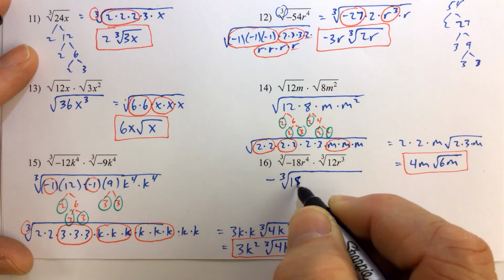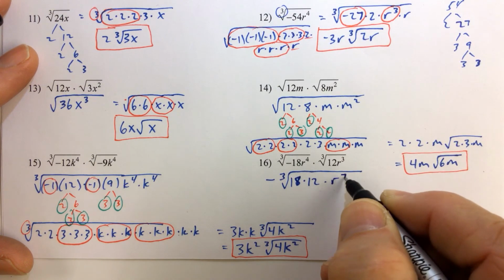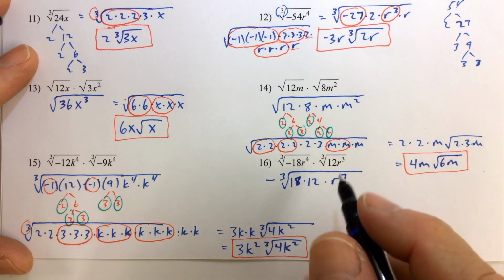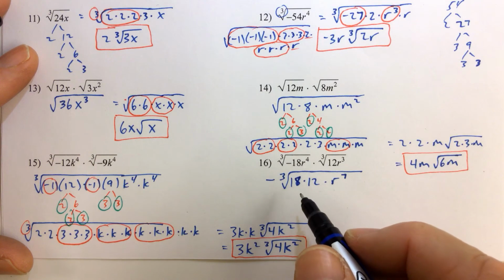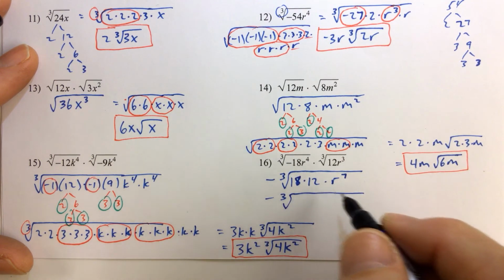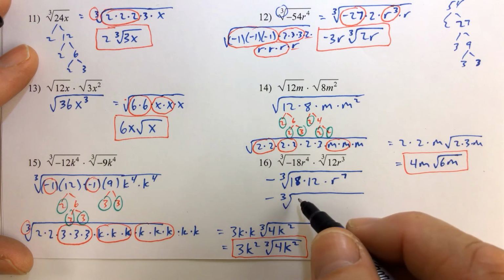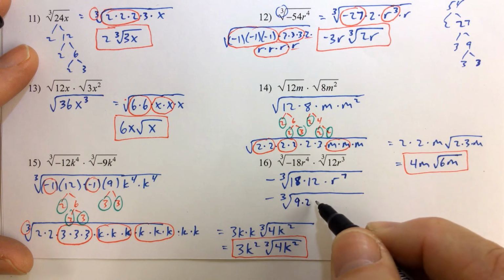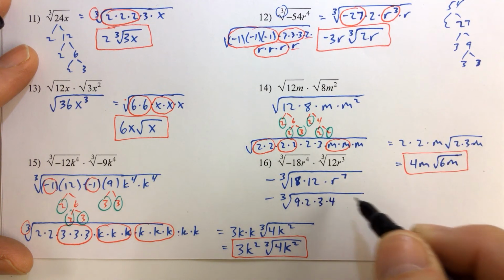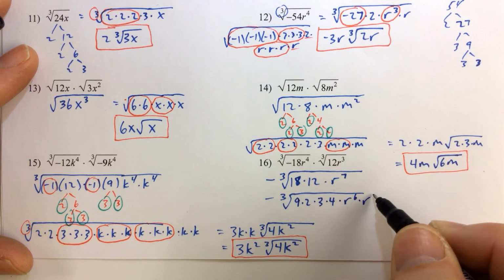So I've got an 18, I've got a 12, and I've got an r to the 7th. It gets a little tedious to rewrite everything. So let's see if we can make this a little bit more concise. Now, 18 and 12, 18 is 9 times 2, so let's put a 9 in there, times 2. 12 can be written as 3 times 4. And then our r to the 7th can be written as r to the 6th times r to the 1st power.